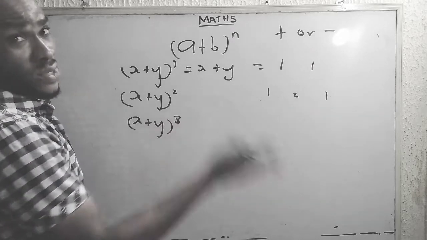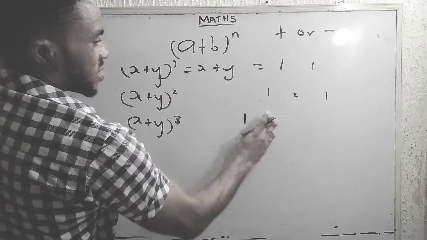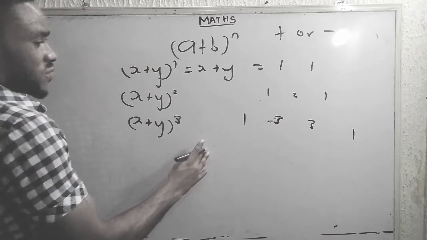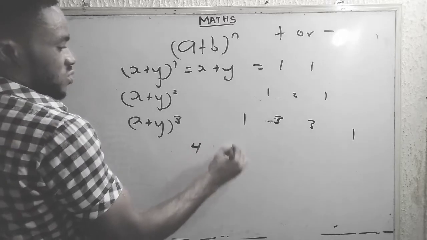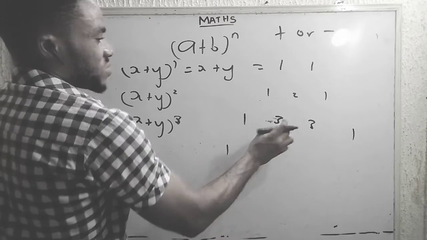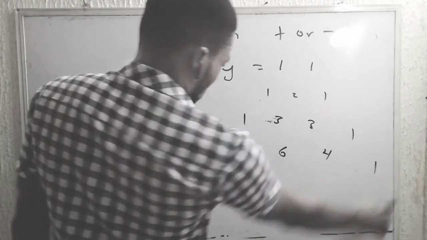Now, if I have a case of, let's say, power 3, without expanding it, all you have to do to get the subsequent term is repeat the one that is there. This plus this, you have 3. Then this plus this, you have 3. Then drop the 1 down. If it's power 4, drop the 1 again. Then add this to this, I have 4. Add this to this, I have 6. Add this to this, I have 4. Then drop the 1 that is there.